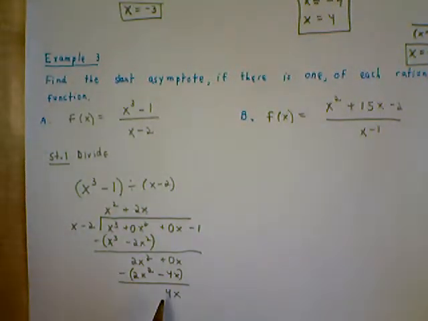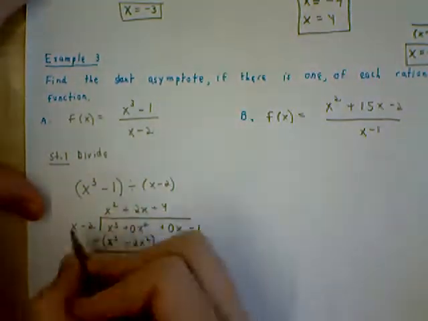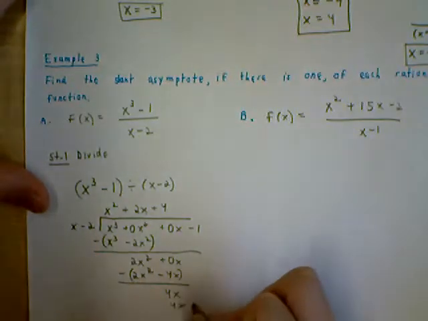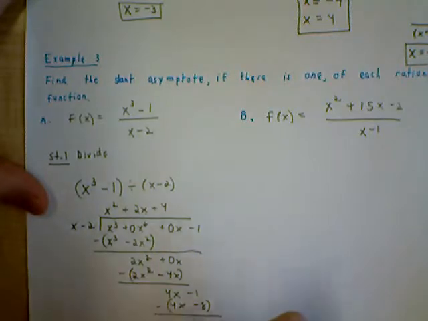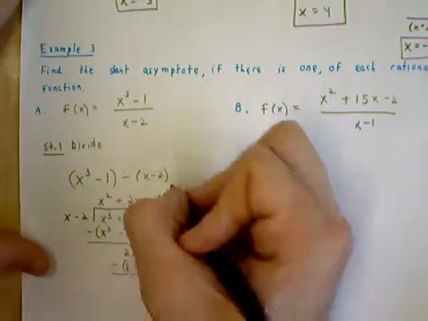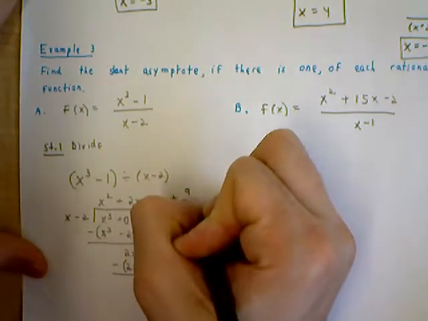Now, x goes into 4x how many times? 4. 4 times x is 4x. 4 times negative 2 is negative 8. Bring down the minus 1. Let's subtract. The 4x's cancel out, and I'm left with a remainder of 9 because x can't go into 9. So I'm going to do plus 9 over x minus 2.